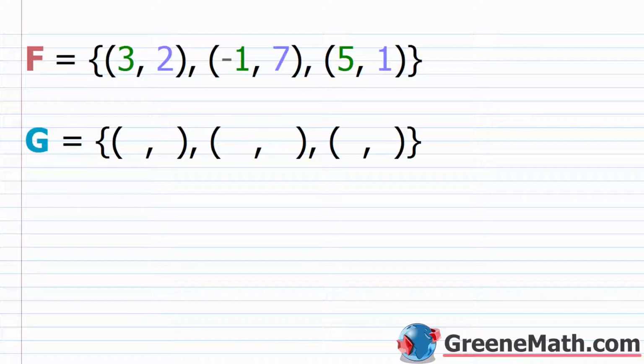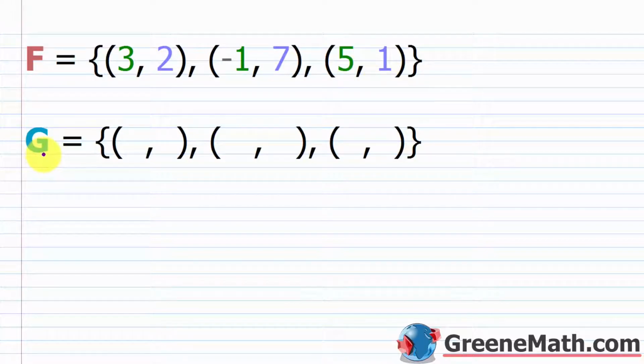So to see that with a very simple example, let's start out with f. And f is just a very simple relation, and it's also a function, and it's also a one-to-one function. So it just contains 3 ordered pairs. So (3, 2), (-1, 7), and (5, 1).